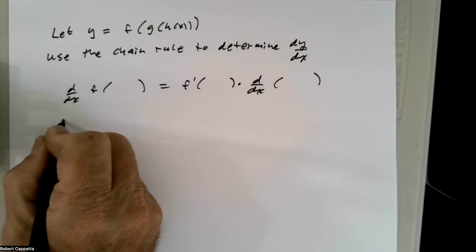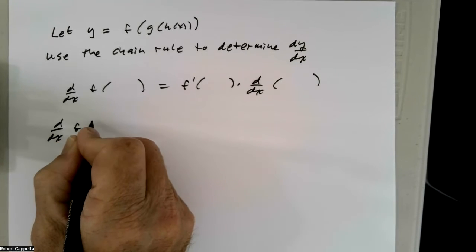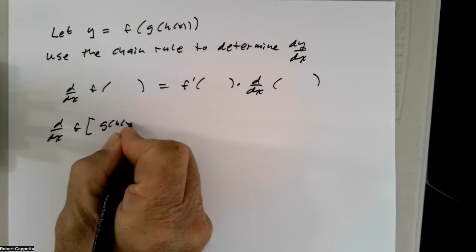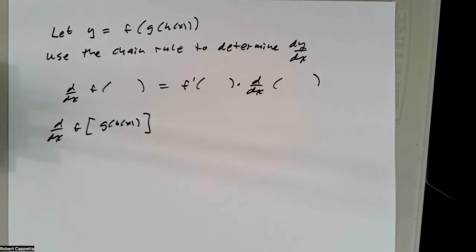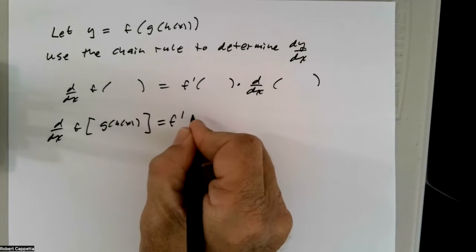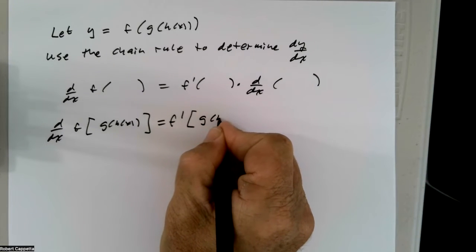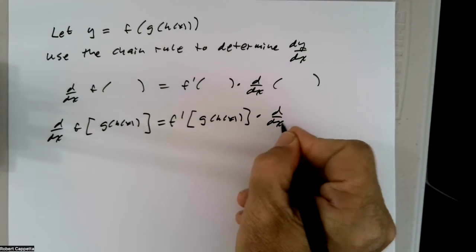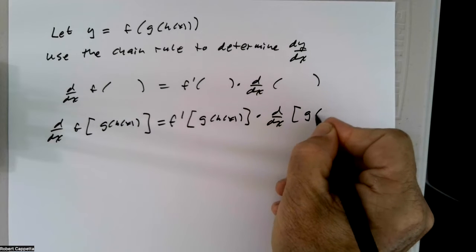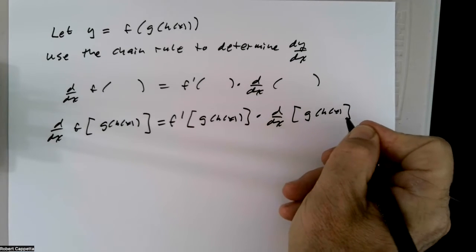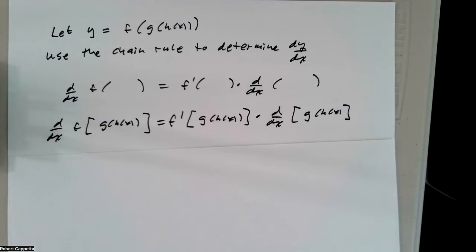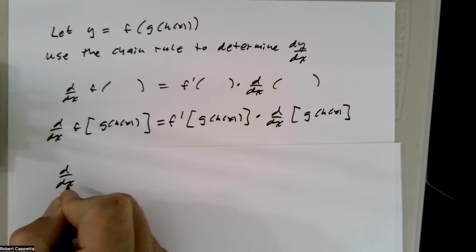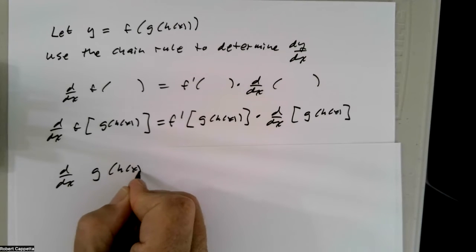So if instead I write the derivative with respect to x of f of g of h of x, g of h of x is now my something. So what will that be? That will be f prime of g of h of x times the derivative with respect to x of g of h of x. But I hope that doesn't cause too many problems, because what is the derivative with respect to x of g of h of x?